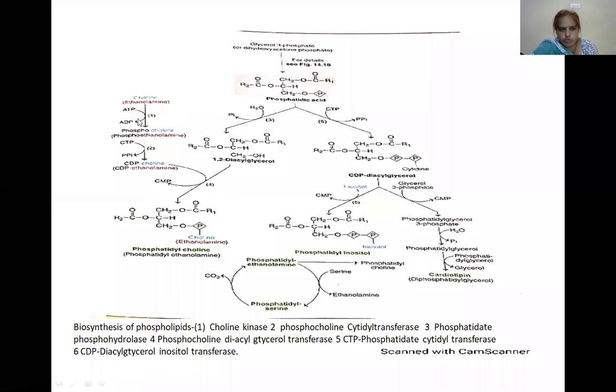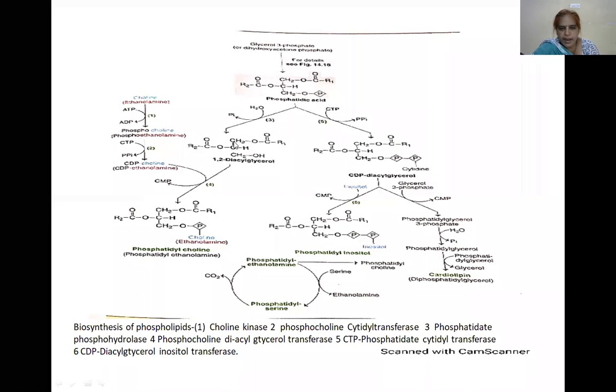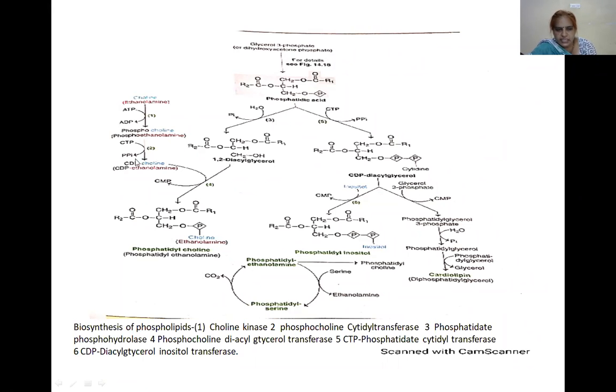Phosphocholine, if it combines with CTP, produces CDP-choline. If phosphoethanolamine is condensed with CTP, it produces CDP-ethanolamine. This CDP-choline, when combined with 1,2-diacylglycerol, produces phosphatidylcholine. If CDP-ethanolamine is combined with 1,2-diacylglycerol, it produces phosphatidylethanolamine.